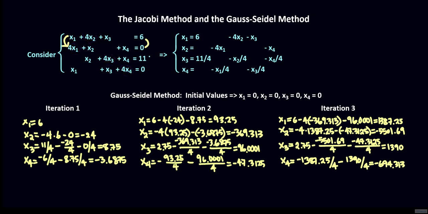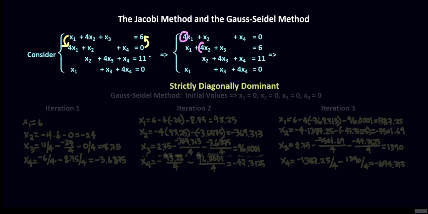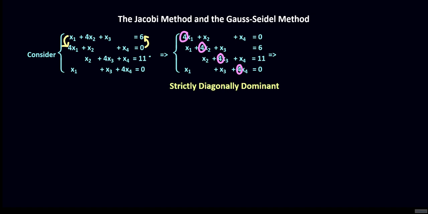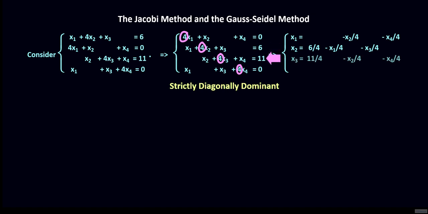Switching equations 1 and 2, we get this strictly diagonally dominant system of equations. Solving for x sub 1 in the first equation, we get x sub 1 equals minus x sub 2 divided by 4 minus x sub 4 divided by 4. From the second equation, x sub 2 is 6 over 4 minus x sub 1 divided by 4 minus x sub 3 divided by 4. From the third equation, x sub 3 is 11 over 4 minus x sub 2 divided by 4 minus x sub 4 divided by 4. And from the fourth equation, x4 is minus x sub 1 divided by 4 minus x3 divided by 4.